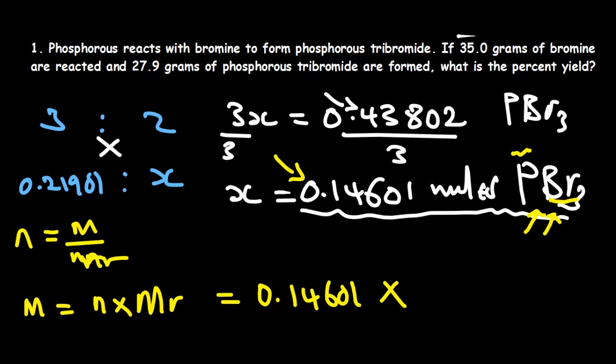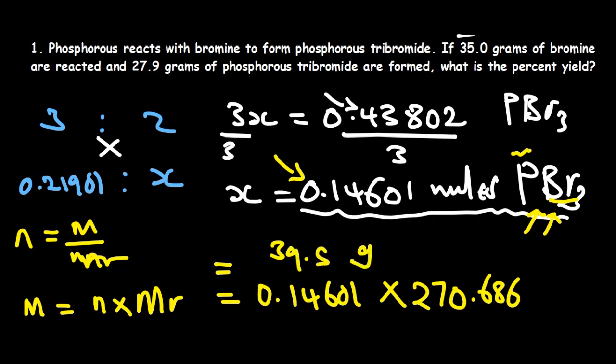When you do that, what are you going to get? The molar mass there will be 270.686. So let us multiply this. What do we get when we multiply this? I'm going to write the answer on top here. When I multiply this, I get 39.5 grams of PBr3.